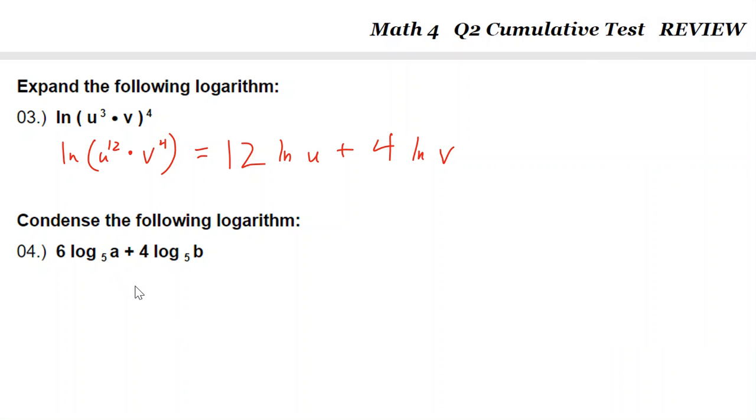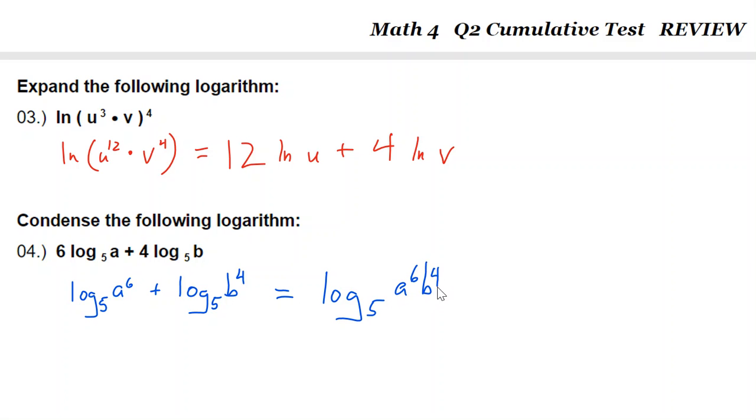Now going back the other way, the 6 goes as the exponent of the a, and the 4 goes as the exponent of the b. Since they both have base 5, we can put those together as a to the 6th, b to the 4th. And they're being multiplied here.